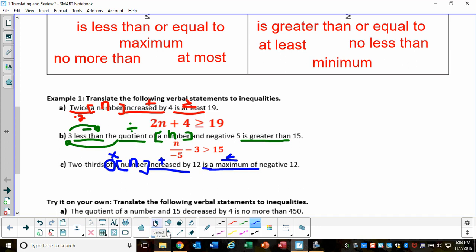Okay, so I just go ahead and put it together. 2/3, meaning 2 over 3, times n, plus 12 is less than or equal to -12. Okay, so I just do 2/3 times n, so 2/3 n. n plus 12 is less than or equal to -12.